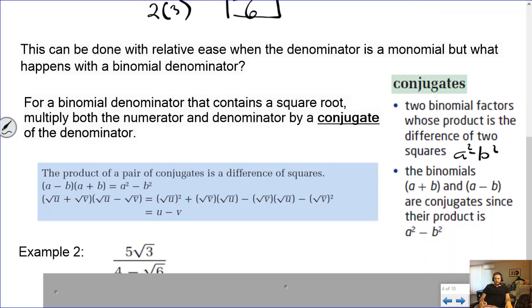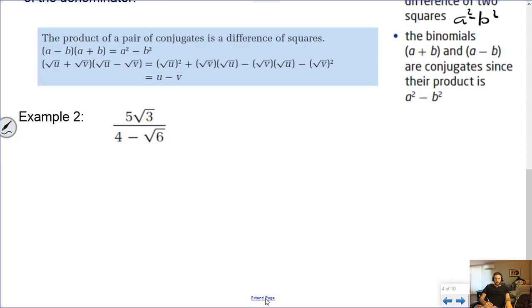So let's take a look at this example down here. 5 root 3 over 4 minus root 6. And again, I don't like this root 6 in my denominator, so let's rationalize it. So what we're going to do is we're going to multiply this denominator by its conjugate. So again, the only thing that's different in a conjugate is that if this is 4 minus root 6, the conjugate is 4 plus root 6. But again, just like with the previous question, I don't want to change its value, so I'm also going to multiply the top by 4 plus root 6.